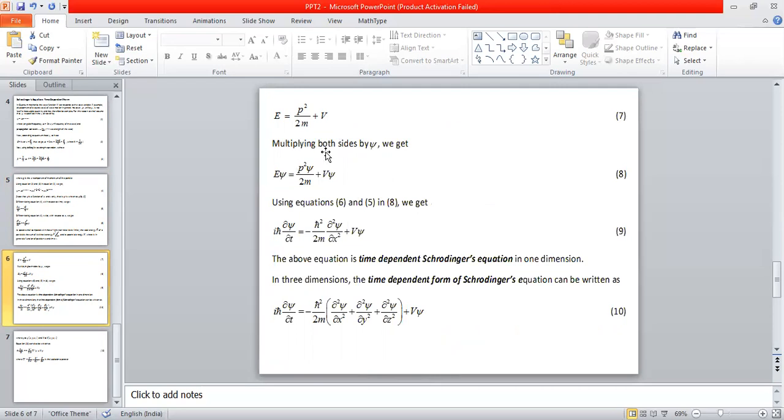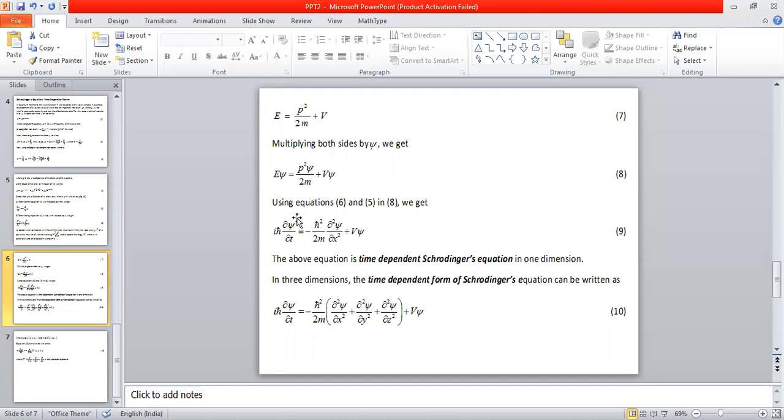We are going to multiply equation 7 on both sides by psi. If you multiply equation 7 by psi, the wave function, then we are going to get E psi is equal to p square psi divided by 2m plus V psi. So this is equation 8. What we have done is multiply equation 7 on both sides by the wave function psi, and we have ended with equation 8, which says that E psi is equal to p square psi divided by 2m plus V psi.